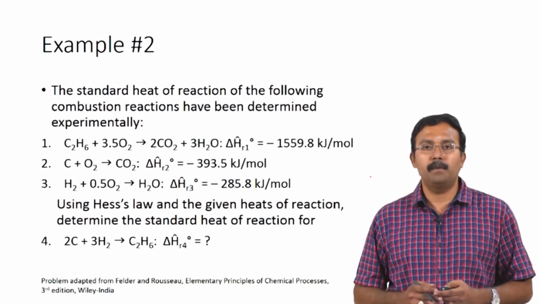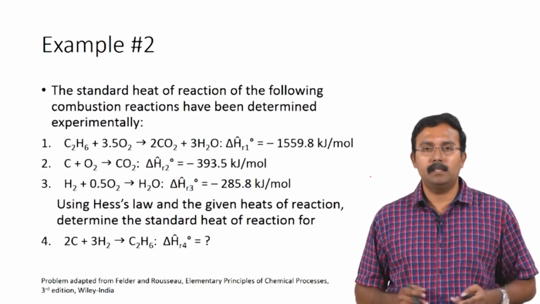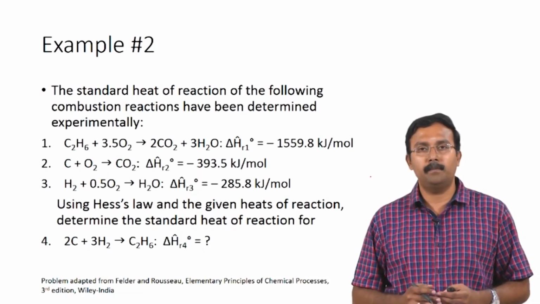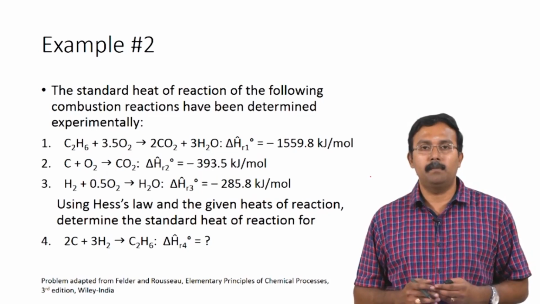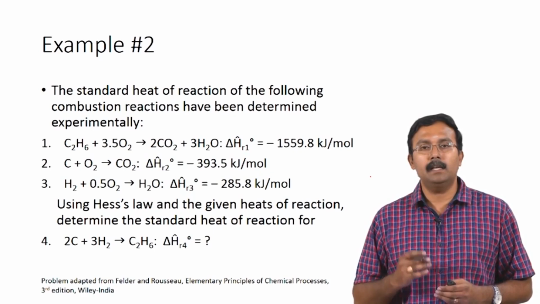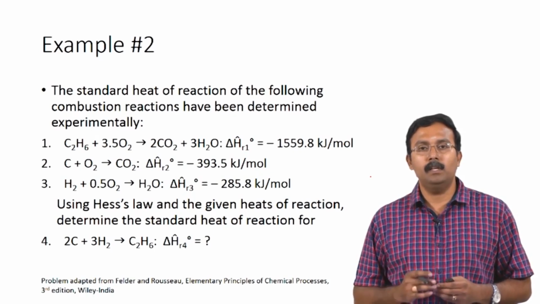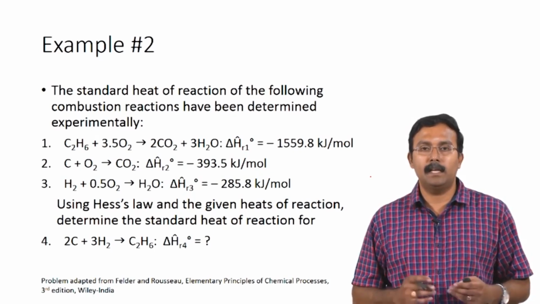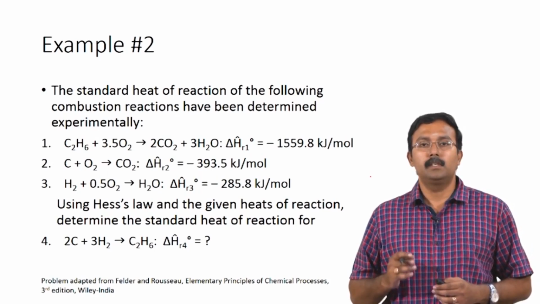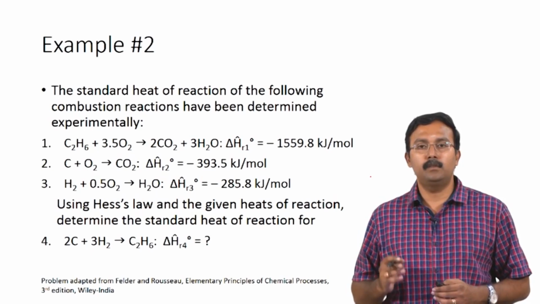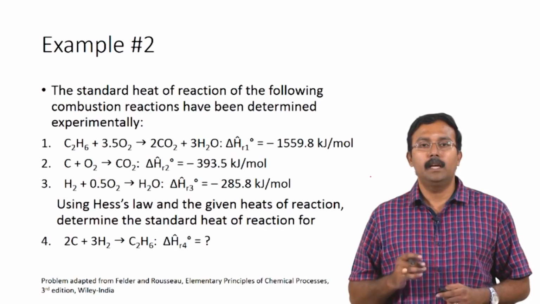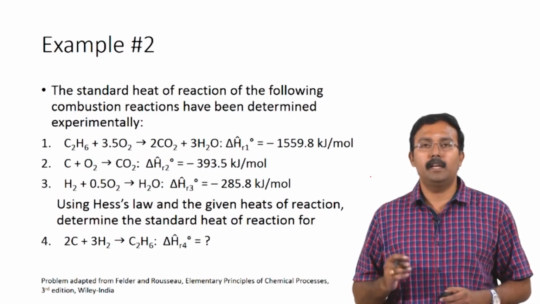Here is an example problem where we will use Hess's law to obtain the heat of reaction for a reaction which would not happen if you tried to perform it experimentally. The example states that the standard heats of reaction of the following combustion reactions have been determined experimentally: C2H6 plus 3.5 O2 gives 2 CO2 plus 2 H2O; C plus O2 gives CO2; H2 plus half O2 gives H2O.